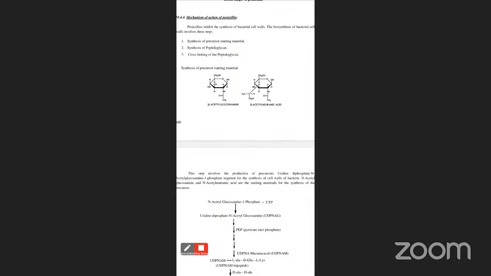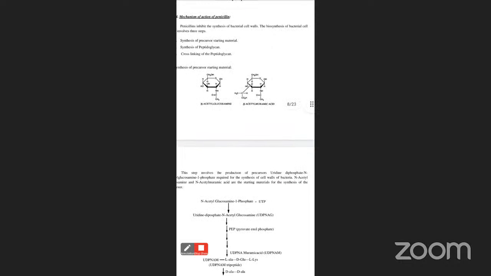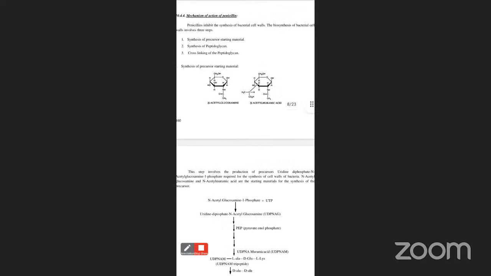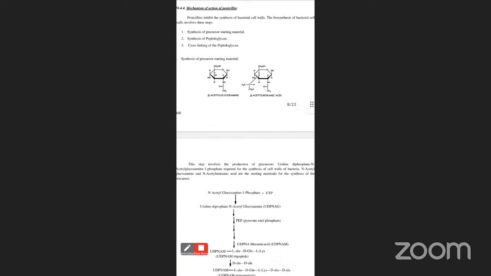First is the synthesis of precursor with starting material, then synthesis of peptidoglycan, and cross linkage of the peptidoglycan. These are the three crucial steps in the biosynthesis of the bacterial cell wall, right? Biosynthesis of bacterial cell wall here.